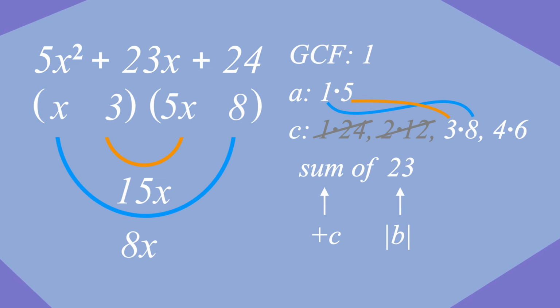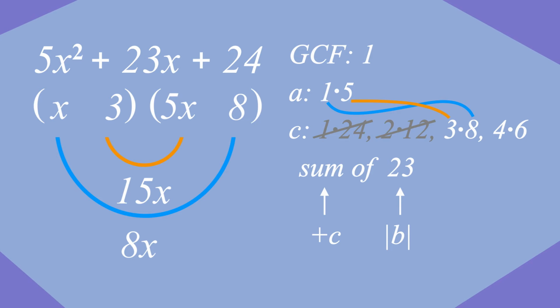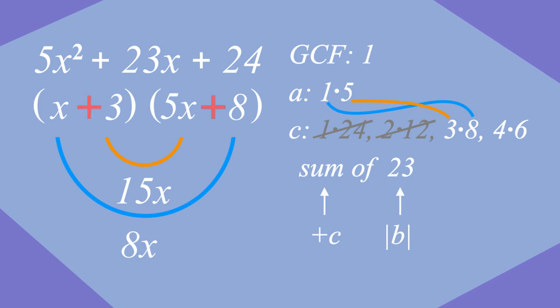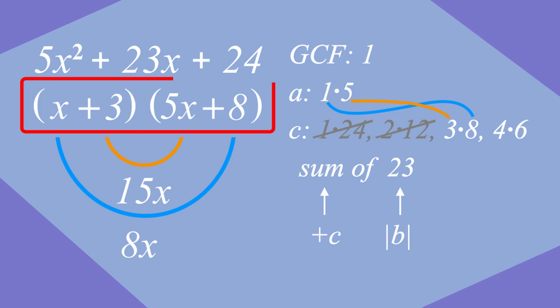Now we'll put in our operations. We are looking for a sum, so our signs will be the same. Where do we look to determine which sign to use? Right, we look at b. b is positive 23, so both factors get a plus sign. The factors of 5x squared plus 23x plus 24 are the quantities of x plus 3 and 5x plus 8.